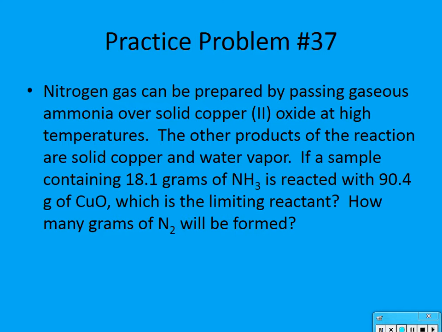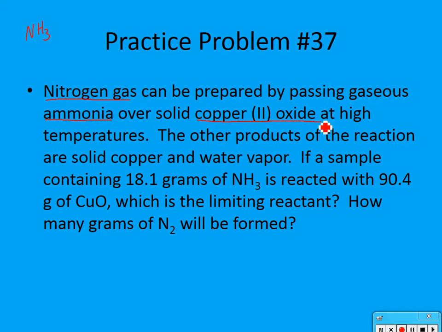Okay, this is a good problem. It doesn't come out and give us the chemical equation, does it? We have to write it. So let's see if we can write it. Nitrogen gas can be prepared by passing gaseous ammonia. What's ammonia, guys? NH3. So we're going to put NH3 over solid copper 2 oxide.